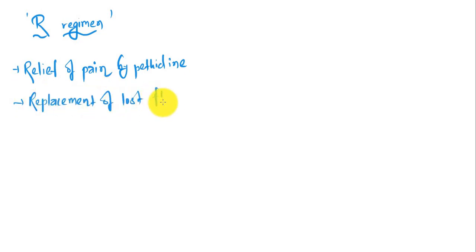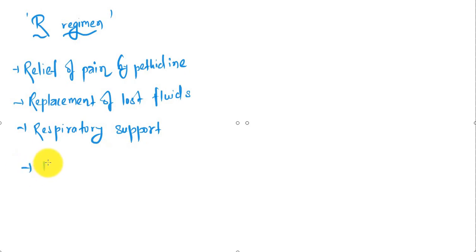The second is the replacement of lost fluids by crystalloids and plasma. Blood can be used in hemorrhagic cases. After that, we do monitoring by vital signs, urine output, and central venous pressure. And if there is hypocalcemia, we can add calcium as required. And the R is respiratory support by oxygen mask or by mechanical ventilation according to the need.